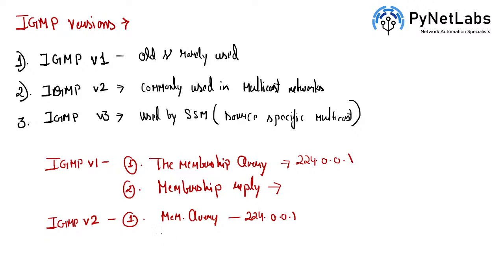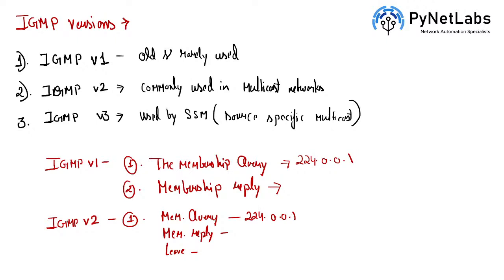And then there is a leave message. After the membership reply, we have one more type of message, a leave message. In that leave message, it is advertised to the routers that they are leaving that particular multicast group if they are using it. So this is how these versions are different from each other.